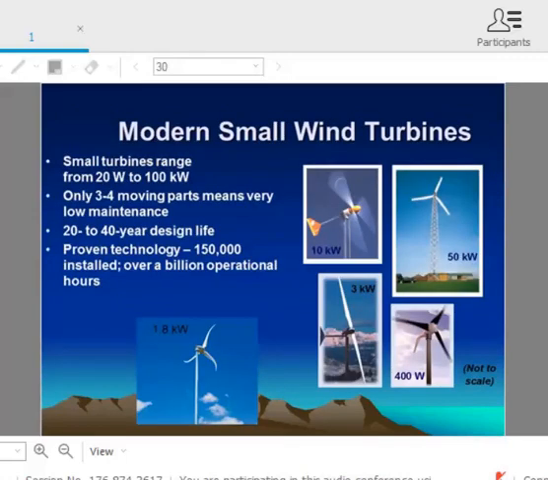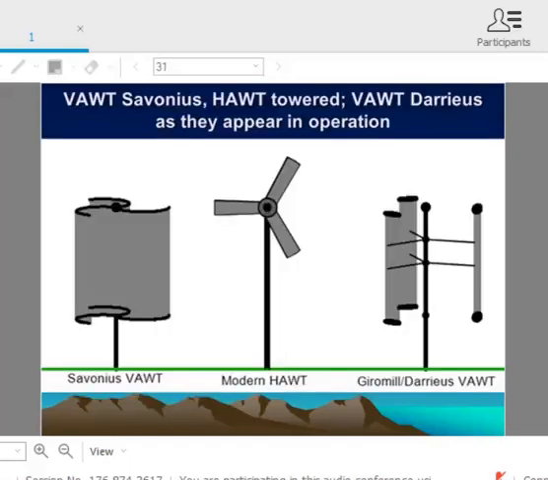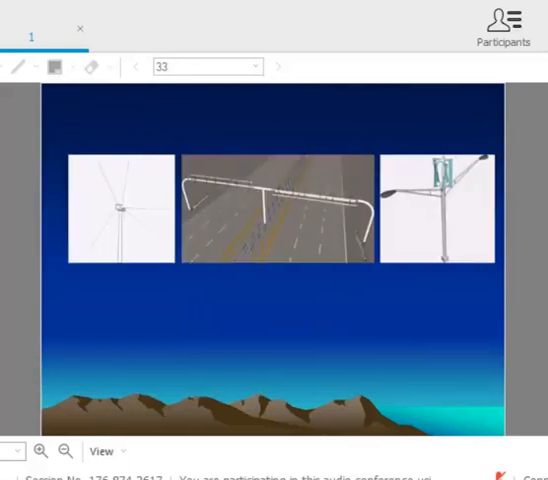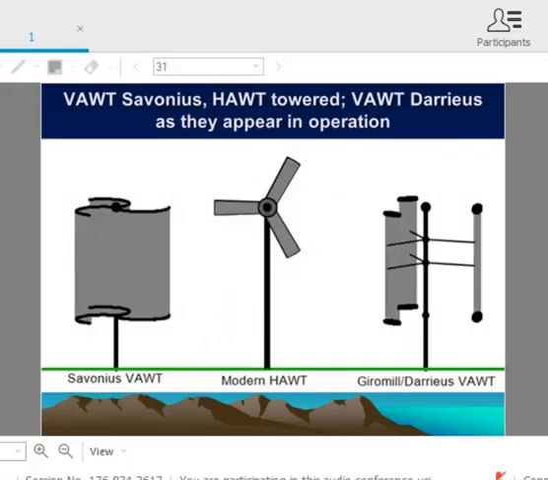Modern small wind turbines: 50 kilowatt, 400 watt, 3 kilowatt, 1.8 kilowatt, like that. That is a savonius type vertical axis wind turbine. That is a modern large horizontal axis turbine. This is the Gamesa or Vestas V80. You see, such a kind of vertical axis wind turbine.